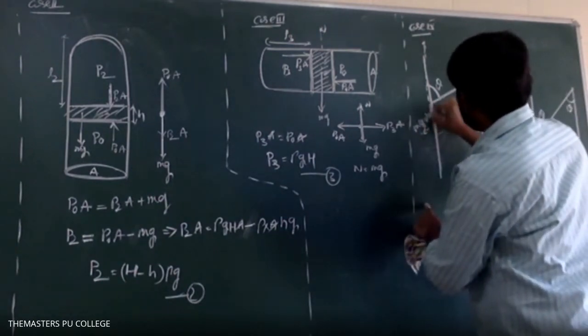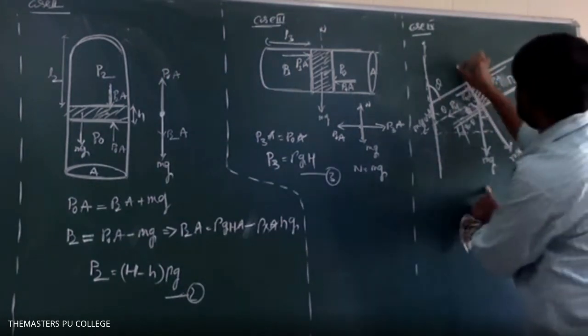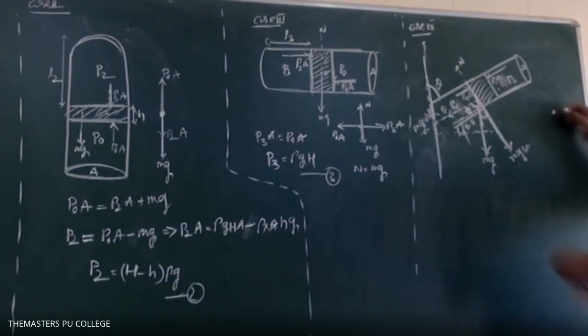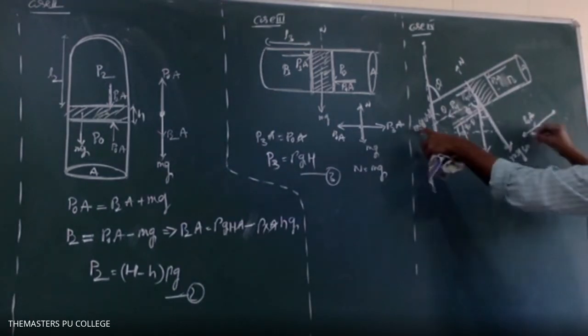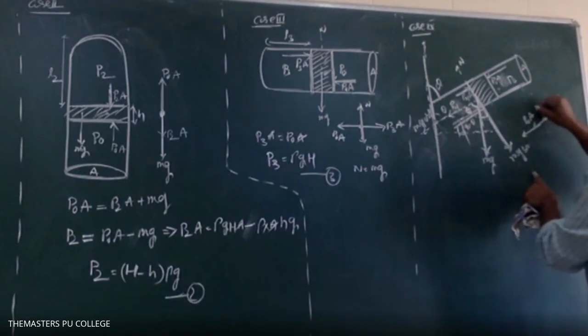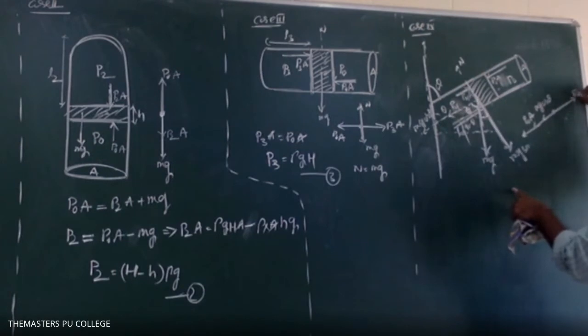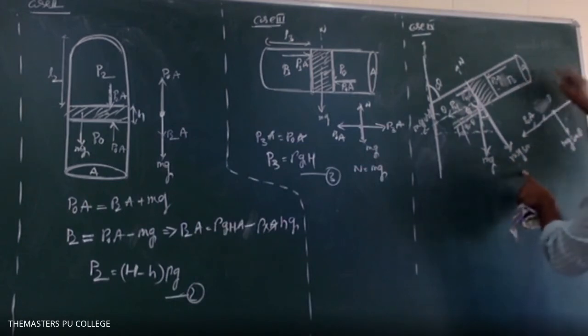Mg cos theta, and this will be the component mg sin theta. Here the normal reaction force N is acting in the upward direction. If you draw a free body diagram, the force P naught A is acting like this, the component mg cos theta is acting like this, P4A is acting like this, and mg sin theta is acting like this. Similarly, the normal reaction N is acting like this.